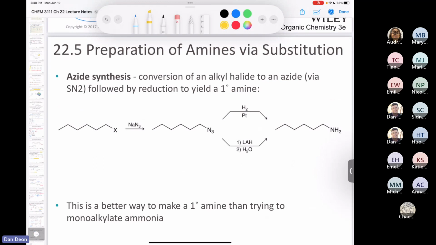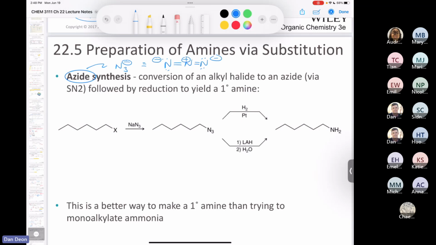The first one is an azide synthesis, and it uses sodium azide. So if you're unsure what azide is, it's N3 with a -1 charge. So it looks like this. This is the Lewis structure of azide, like this. So we have something that looks like this. There you go. So there's the Lewis structure of azide.